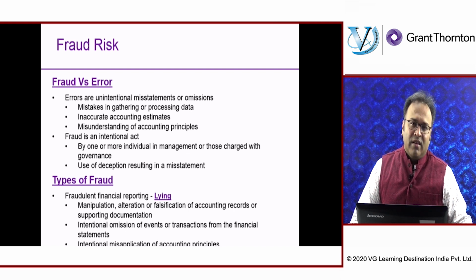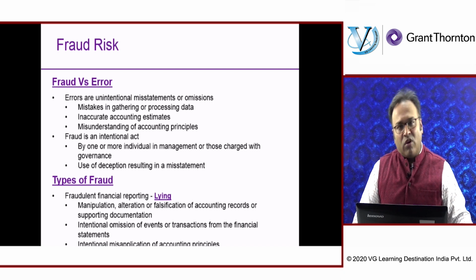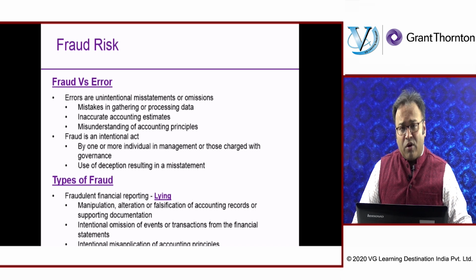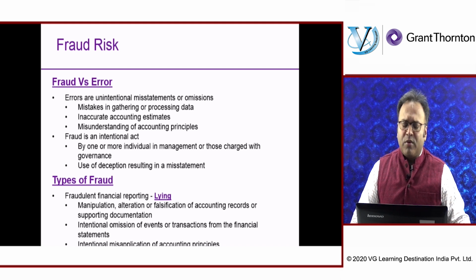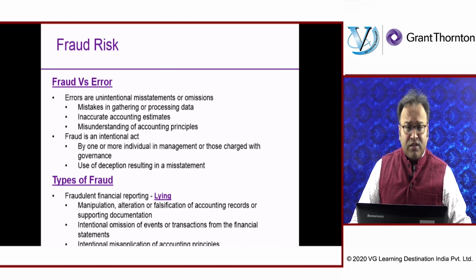Why? Because when there is fraud involved, there is concealment involved. The one who's doing fraud had the objective of doing it. We'll talk more about this as we progress. But first, let's understand what are the types of frauds which are there to be understood. The first one is lying.